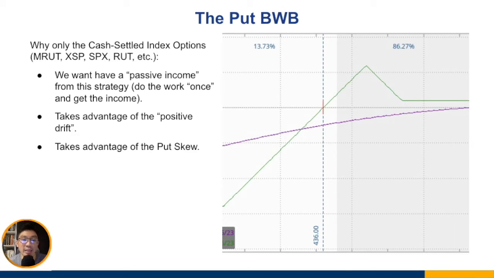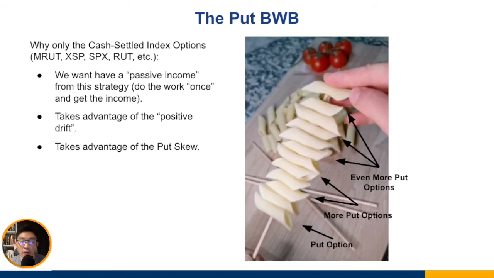Now, next is that it takes advantage of the put skew. So what is the put skew? So I've also mentioned this quite a number of times, but basically the put skew is that where you have a skewer and you put your put options on a skewer, right? You have a put option here, more put options here, even more put options here. You put it on a skewer, you get a put skew. I'm kidding, guys. This is not a put skew.